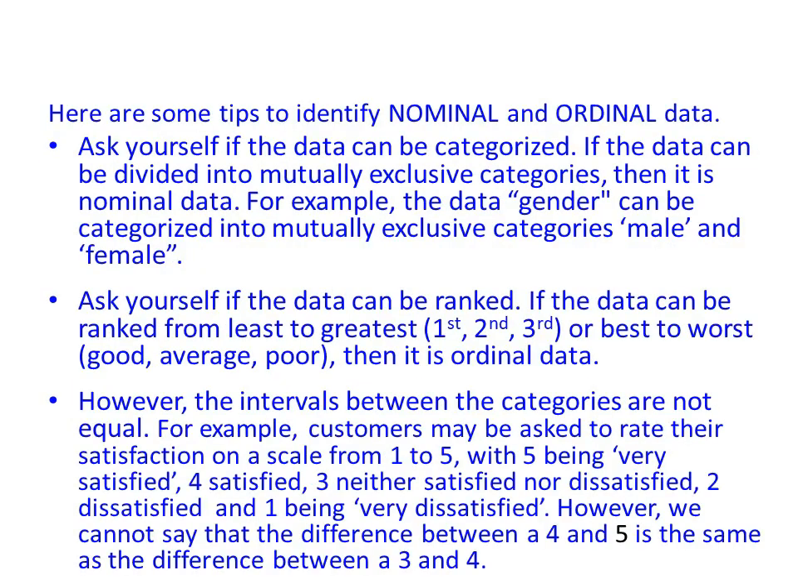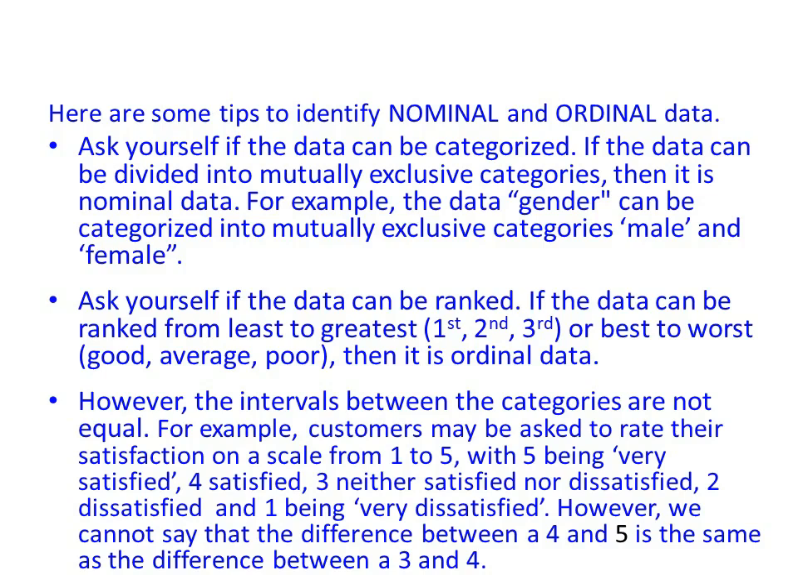Here are some tips to identify nominal and ordinal data. Ask yourself if the data can be categorized. If the data can be divided into mutually exclusive categories, then it is nominal data. For example, the data, gender, can be categorized into mutually exclusive categories, male and female. Ask yourself if the data can be ranked. If the data can be ranked from least to greatest as first, second, third or best to worst as good, average, poor, then it is ordinal data. However, the intervals between the categories are not equal.